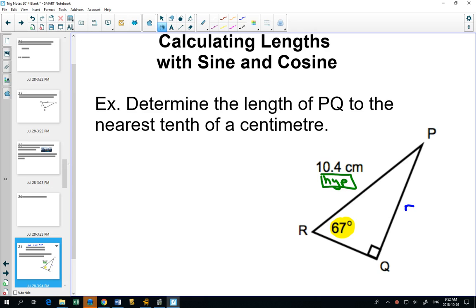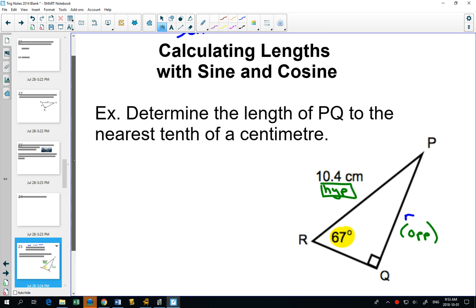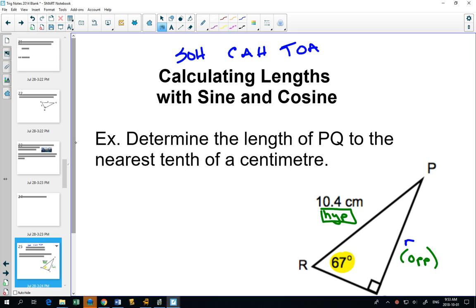The one that I want to find, little r, based on the 67 degrees, is that my opposite side or my adjacent side? Opposite. So based on the 67 degrees, r is my opposite. Going to my definitions, if I know the hypotenuse, I'm either going to use sine or cosine. I want to use my opposite, so it tells me I should use my sine ratio.